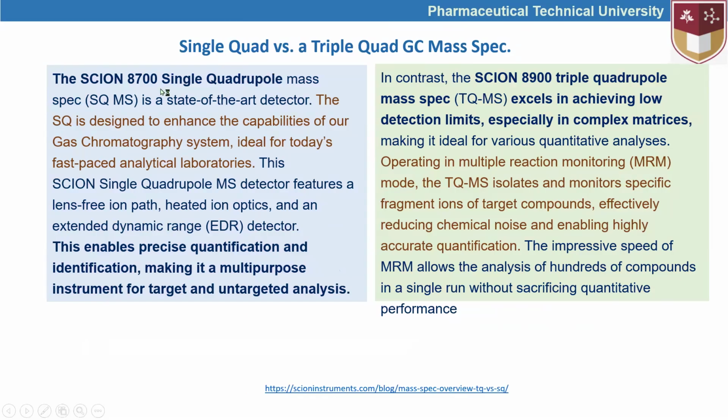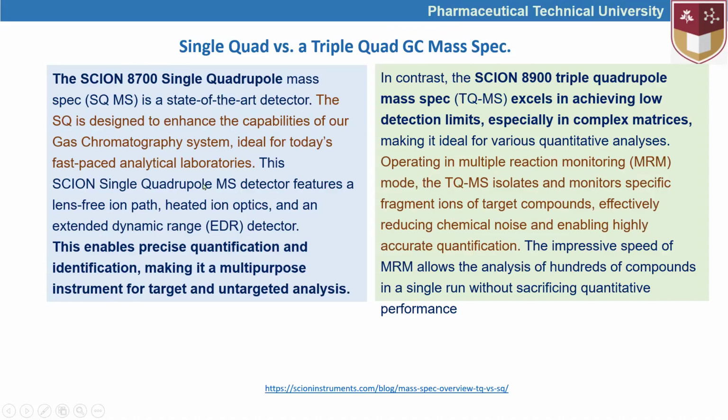Okay, here we compare two types of quadrupoles, the SCION 8700 single quadrupole and the SCION 8900 triple quadrupole. The single quadrupole by this model is a state-of-the-art mass detector. The single quadrupole is designed to enhance the capabilities of our gas chromatography system. It is ideal for today's fast-paced analytical laboratories.